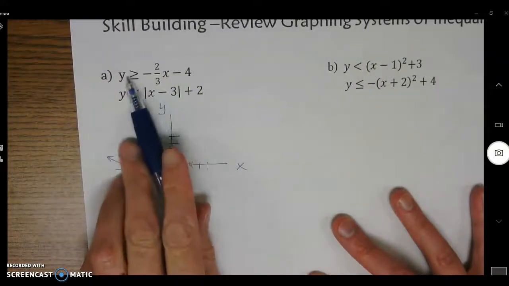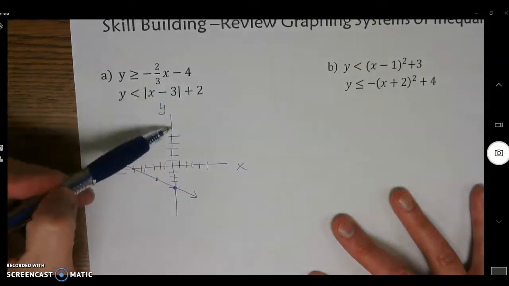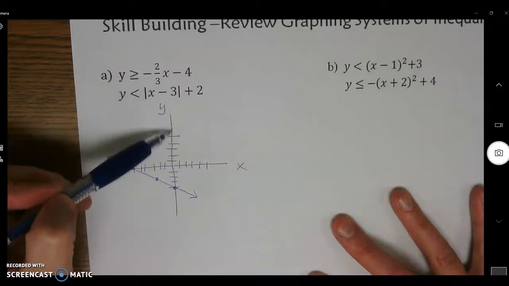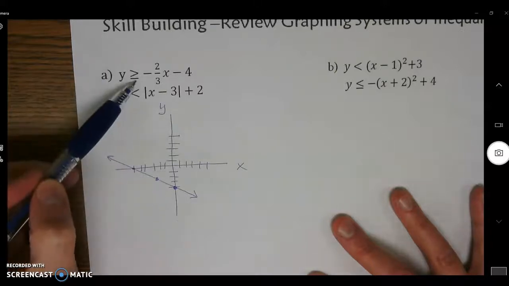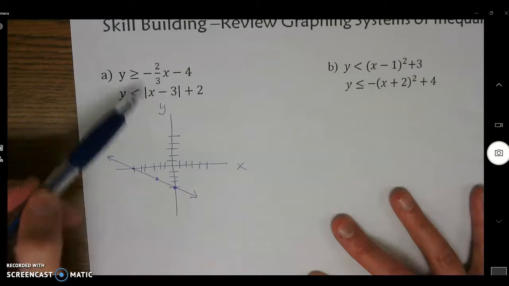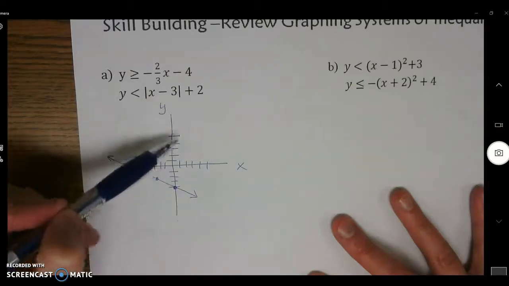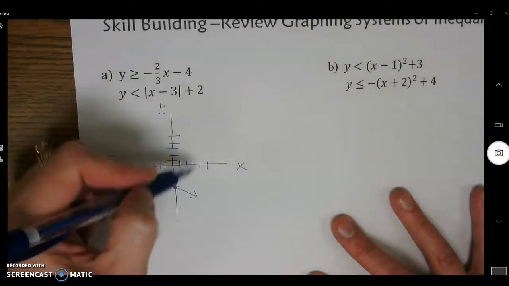And then here's my y-axis right here. The y values on the y-axis are greater or above the line. The lines down here, I want the y values that are greater. So that means I'm going to be shading above the line.